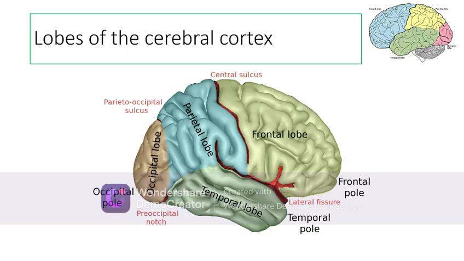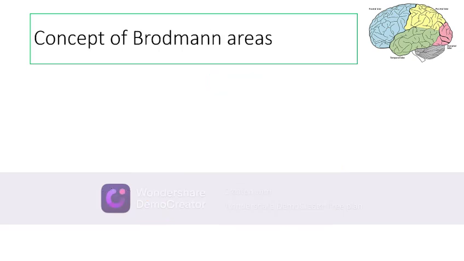The lateral fissure or the Sylvian sulcus divides the brain matter into the frontal and parietal lobes superiorly and the temporal lobe inferiorly. Whereas the posterior most, the occipital lobe, is separated from the parietal lobe by the parieto-occipital sulcus and from the temporal lobe by the preoccipital notch.